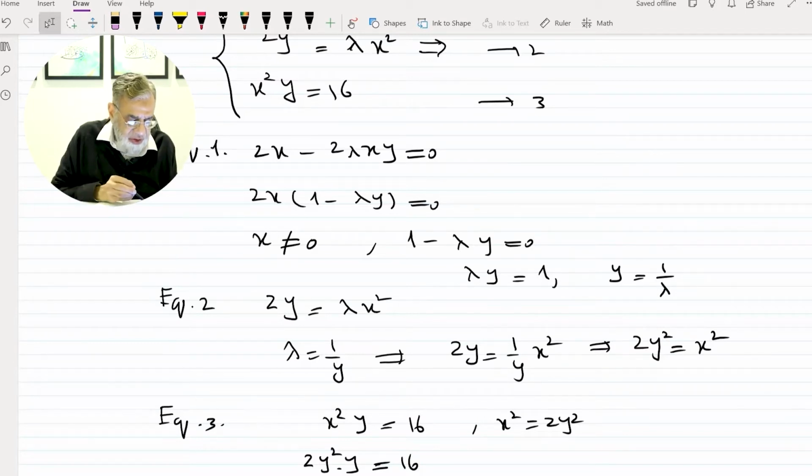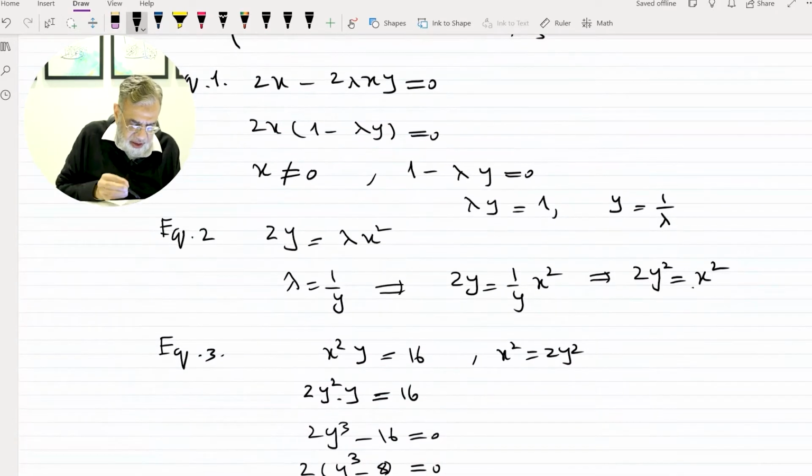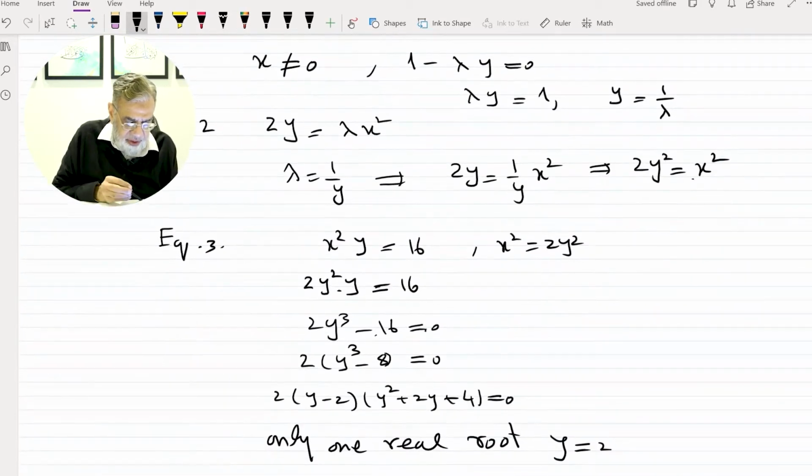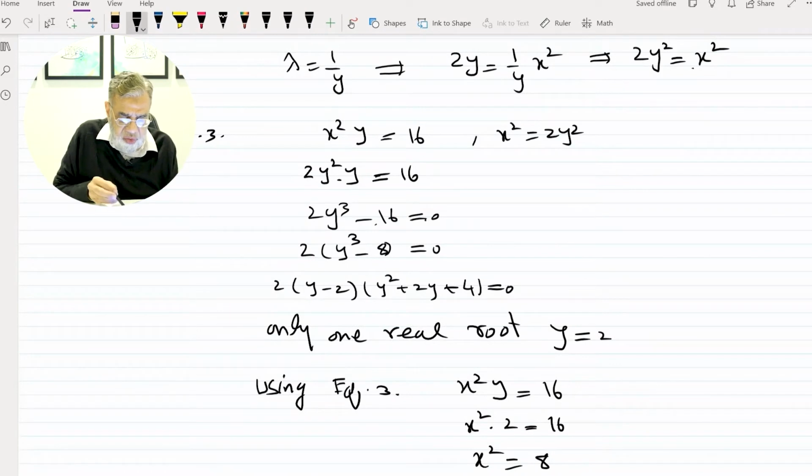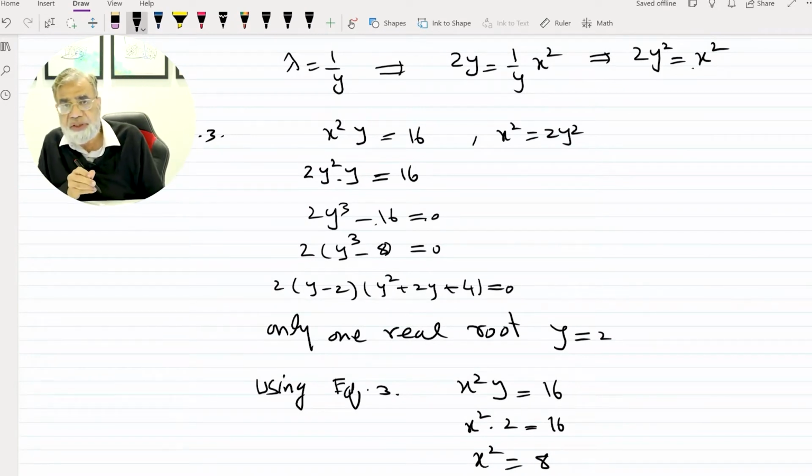So I have here now equation 3. I put the value of x square in equation 3, I get 2y square into y equal to 16, and that gives me 2y cube minus 16 equal to 0. And then we just factorize this one, I get here 2 times y minus 2 into y square plus 2y plus 4 equals 0. You know when it is a cubic equation, we have only one real root, and the one real root is y equal to 2. The other roots are imaginary, we don't consider them.